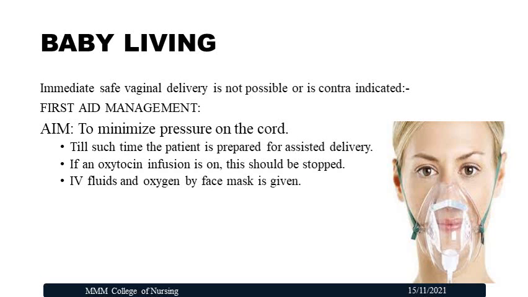If the cord is alive and immediate safe vaginal delivery is not possible or is contraindicated, we have to go for first aid management, that is, to minimize pressure on the cord. Till that time, the patient is prepared for assisted delivery. If an oxytocin infusion is on, it should be stopped. Then IV fluids and oxygen by mask are given.